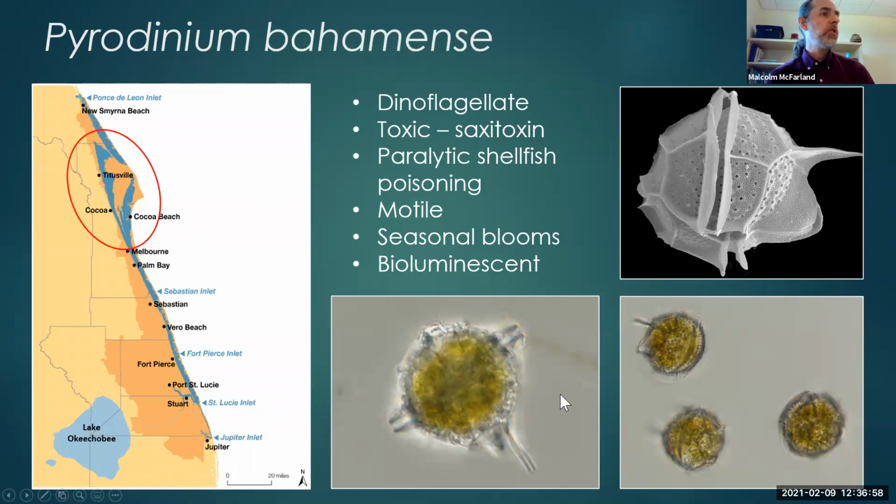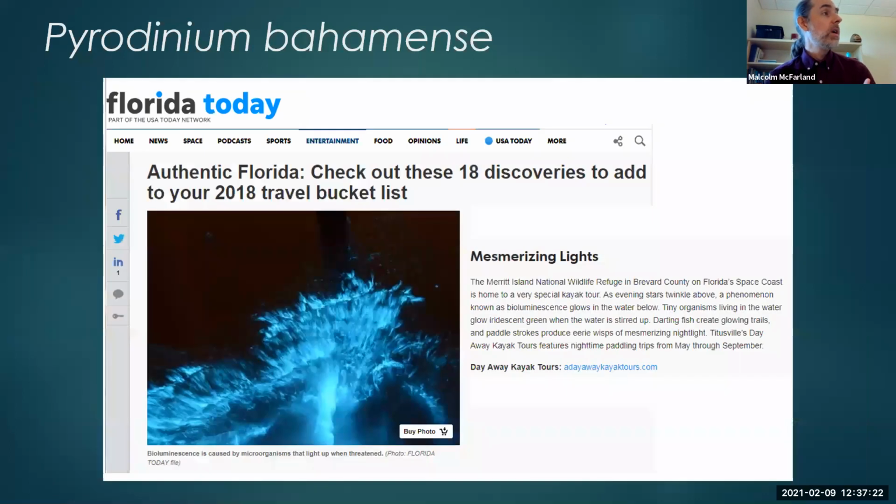These are some images of what it looks like under the light microscope and the scanning electron microscope. It blooms pretty much every summer to some degree in the northern IRL. Some summers are worse than others. This past one wasn't too bad, but it was still definitely there. And one really interesting thing about this is that it's very bioluminescent.